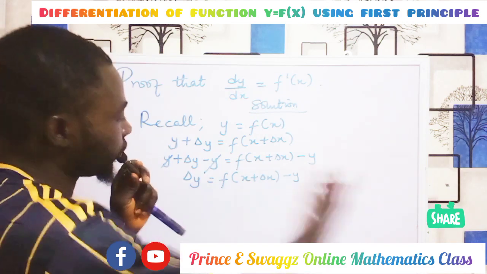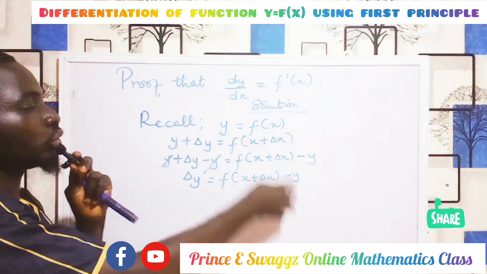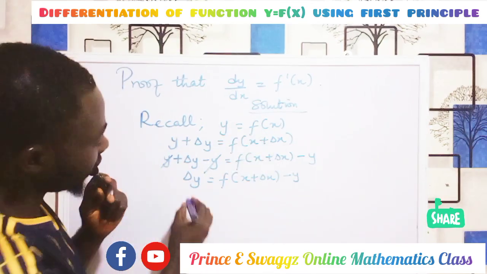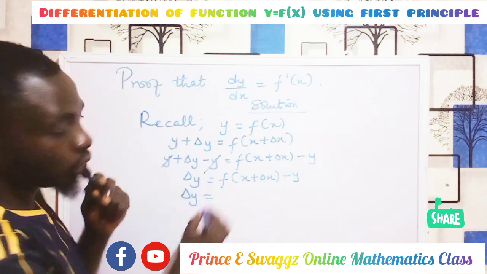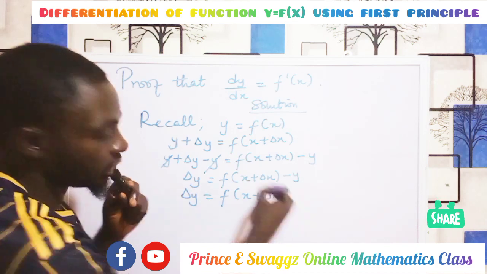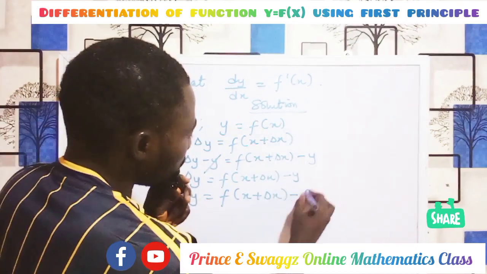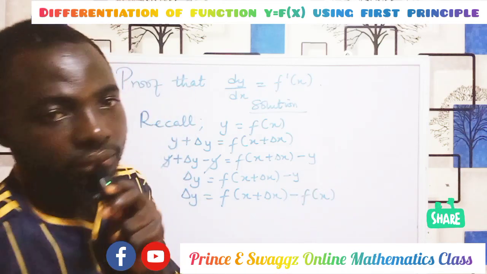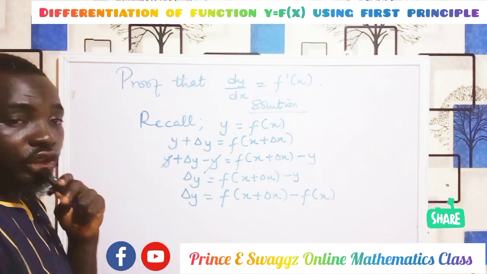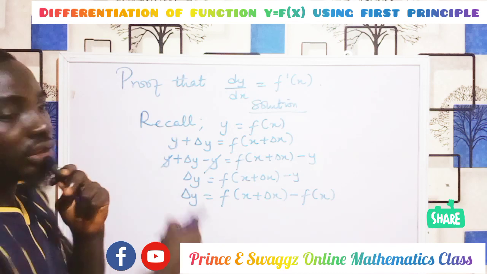Now, since you have subtracted y from both sides, the next thing to do is to replace the value of y on the right hand side. That is, delta y equals f open bracket x plus delta x, then our value for y here is what? f of x, that is minus f of x.